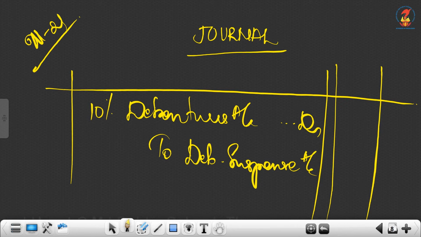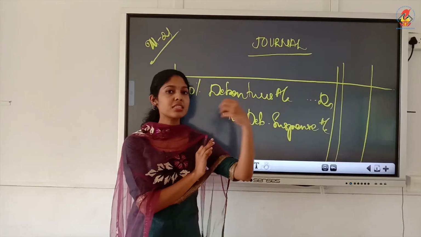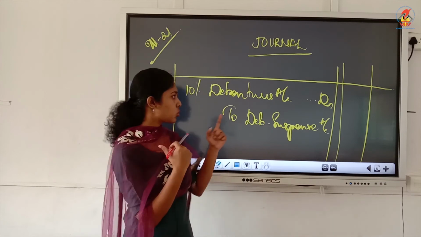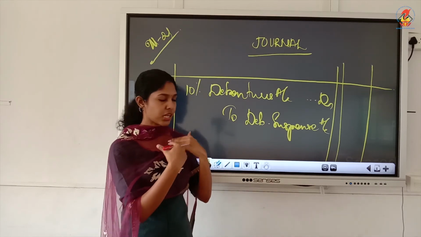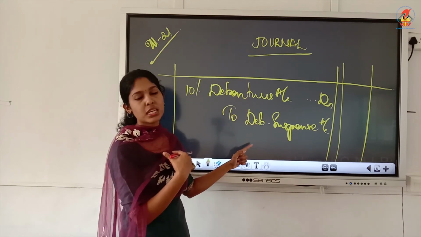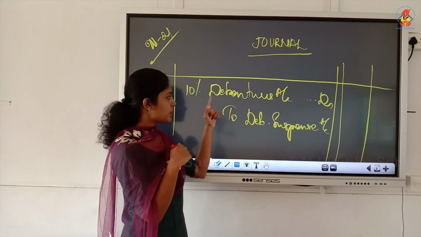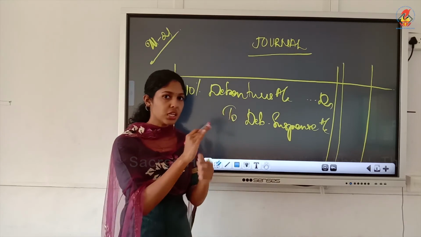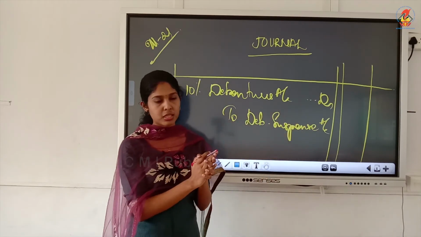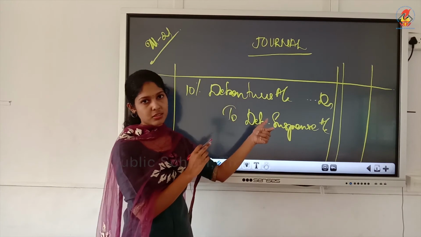Earlier, when you issued as collateral, you wrote debenture suspense to percentage debentures. We know that percentage debentures must be credited. But when you are unable to repay the loan amount, they will take these debentures and might issue these debentures to recover the loan amount. So the company is recording this entry in the company's books. The 10% debentures which we issued earlier have now become the debentures of the bank.